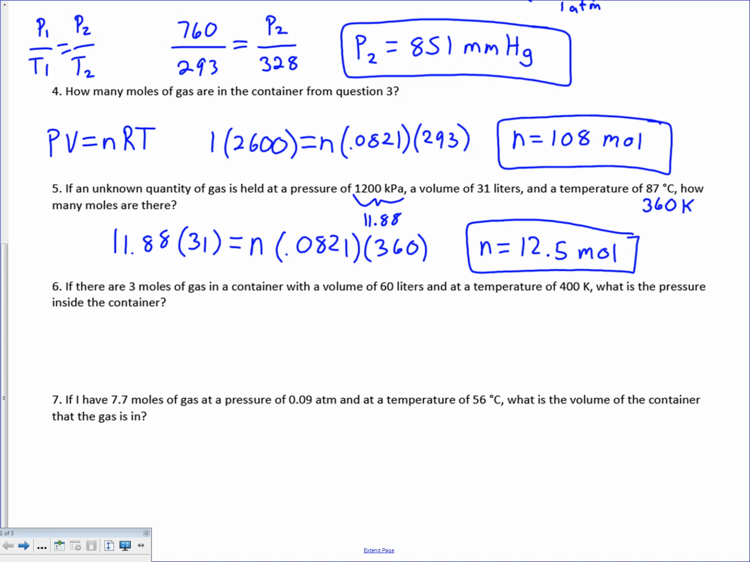Number 6 actually is pretty easy. If you read through it, you'll see that it gives you moles, it gives you volume, it gives you temperature, it asks what the pressure is. So you can see this is just one where we're plugging in directly. There's no change here happening, so it's not like a before and after situation. So we have PV equals nRT.